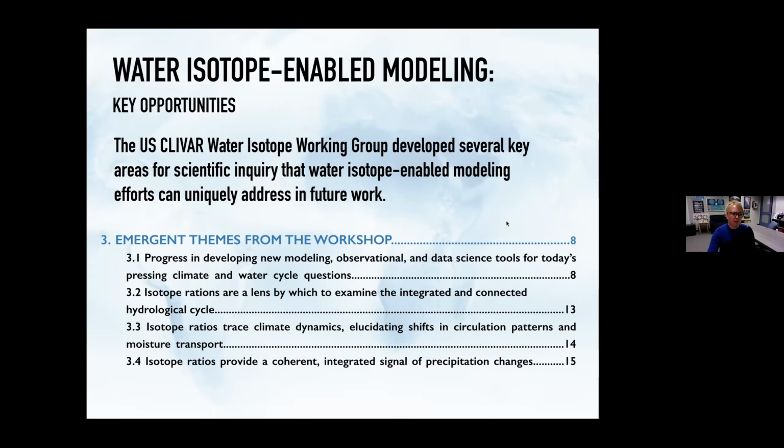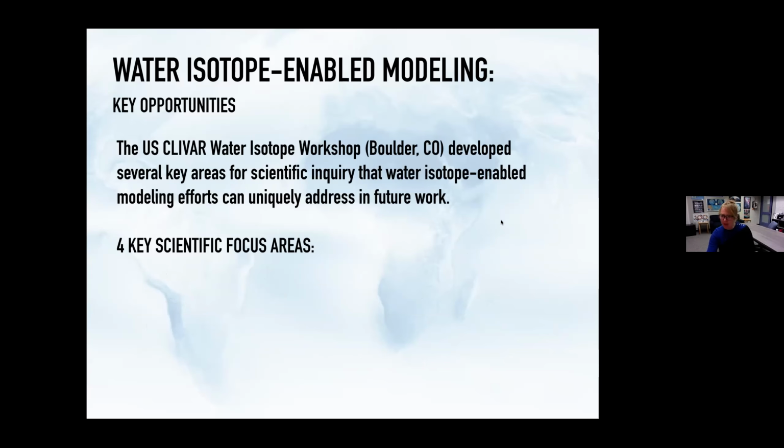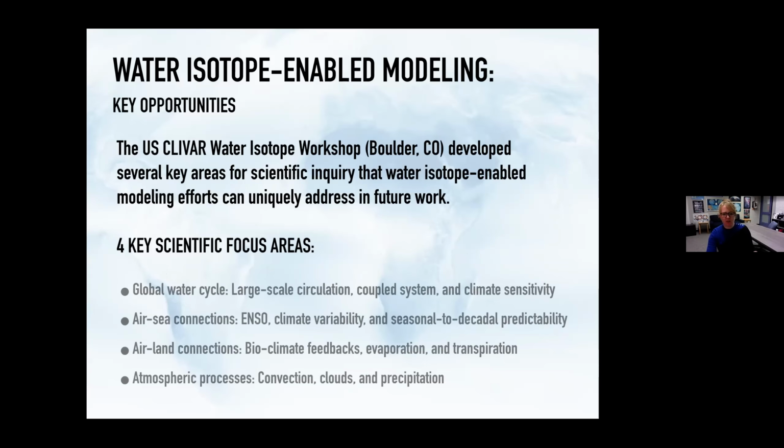And so we had 4 key scientific focus areas during our workshop. We talked about large-scale circulation and climate sensitivity. We had a focus session on air-sea interactions, which was more looking at modes of climate variability like ENSO, and seasonal to decadal prediction. Air-land connections, so here are our biology, climate feedbacks, evaporation, transpiration work that's been done, especially with remote sensing products of late. And then finally, our small-scale atmospheric processes, convection, clouds, precipitation.